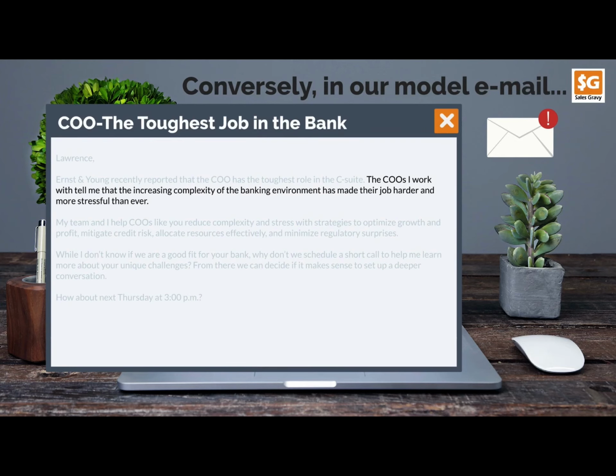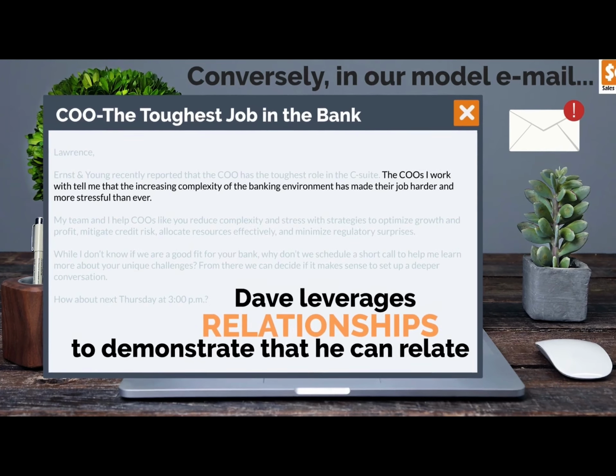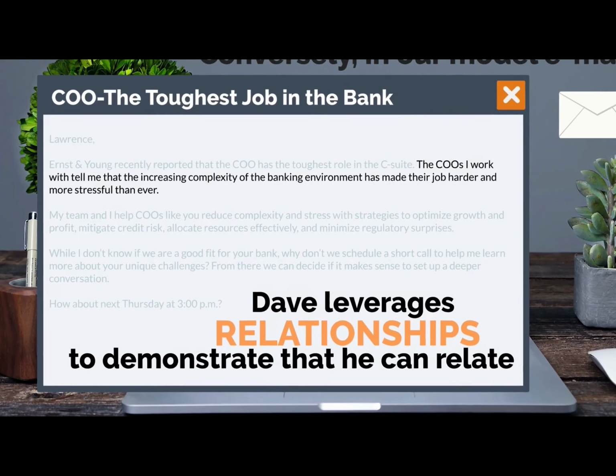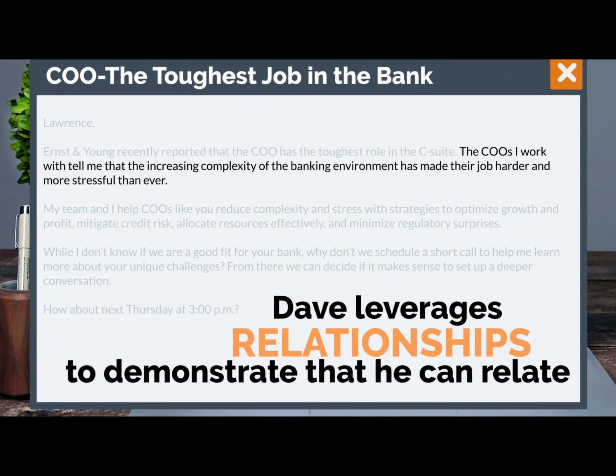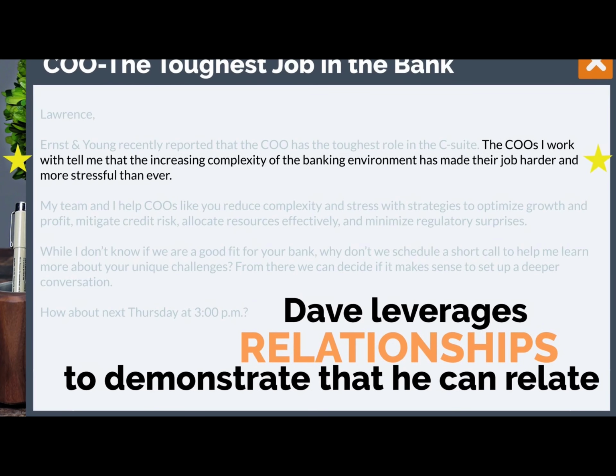Of course, since he is not himself a COO, nor has ever been a COO, it would be disingenuous to say that he understands Lawrence's situation. So instead, he uses his relationships with other COOs to demonstrate that he can relate. The COOs I work with tell me that the increasing complexity of the banking environment has made their job harder and more stressful than ever.